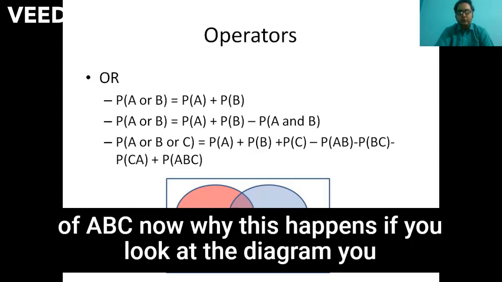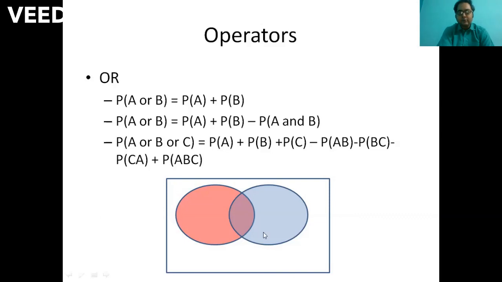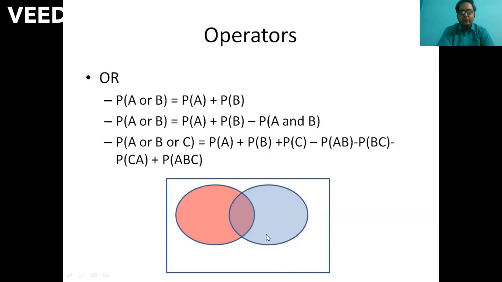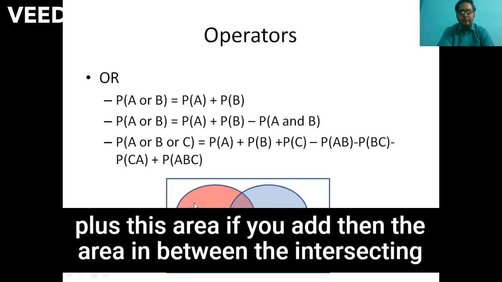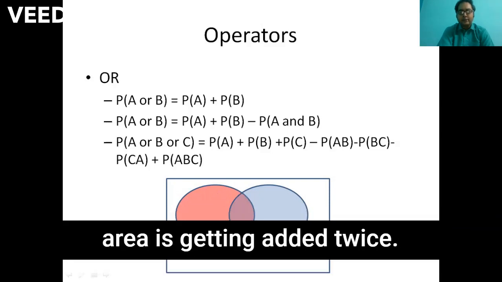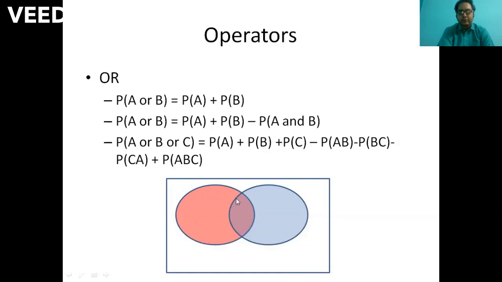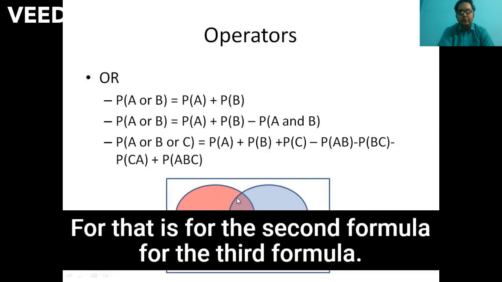Now, why does this happen? If you look at the diagram very closely, you will see that this area plus this area, if you add, then the intersecting area in between is getting added twice. So you subtract it once. That is for the second formula.